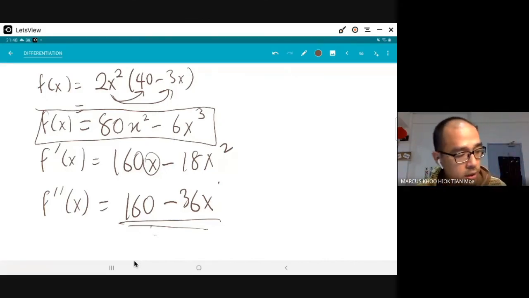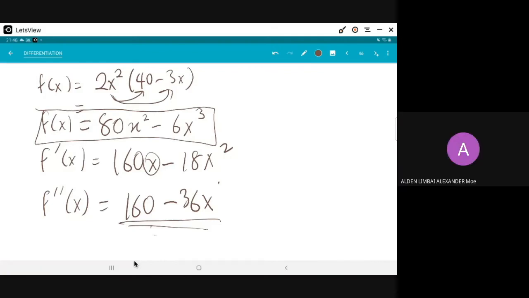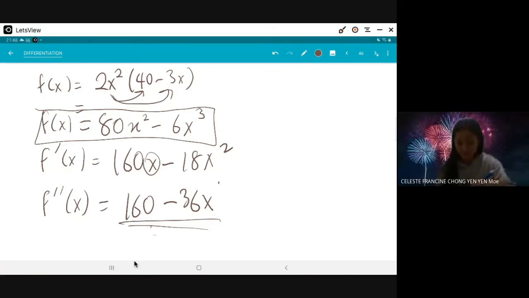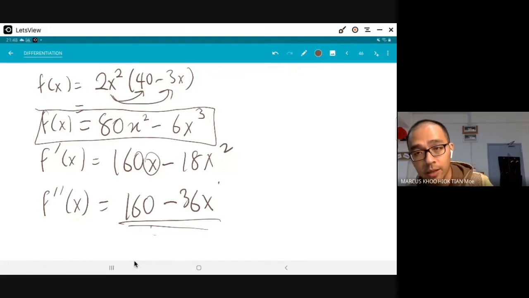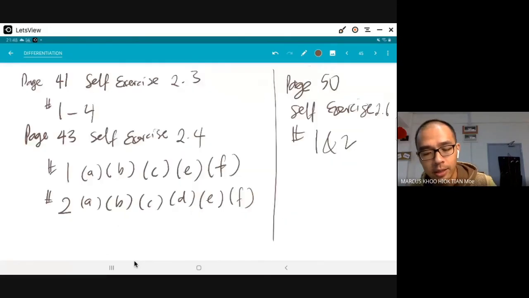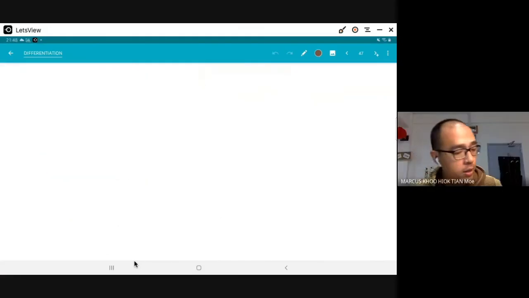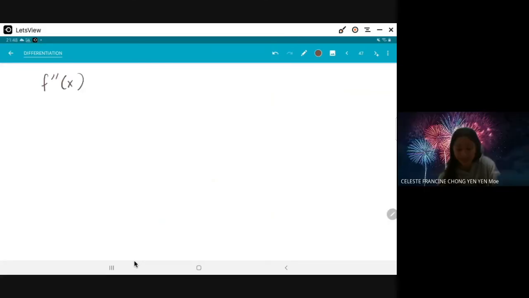Number 3 should be quite easy. Okay, still trying. So what does f prime bracket 0 mean? What does the 0 mean? Okay, so what do you get for f double prime? Can you tell me? I haven't done it yet. It's okay.